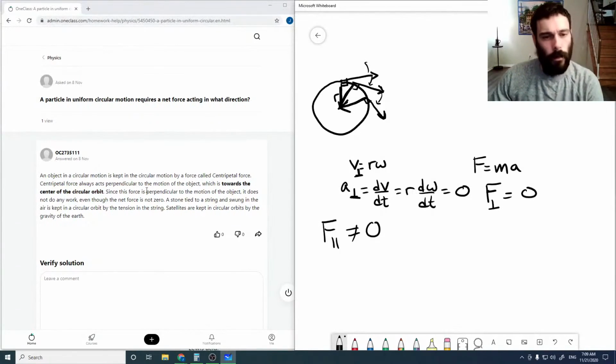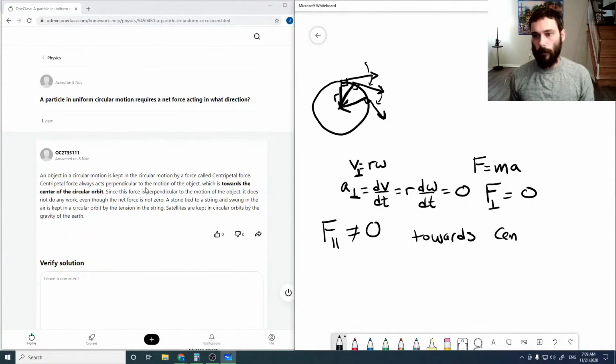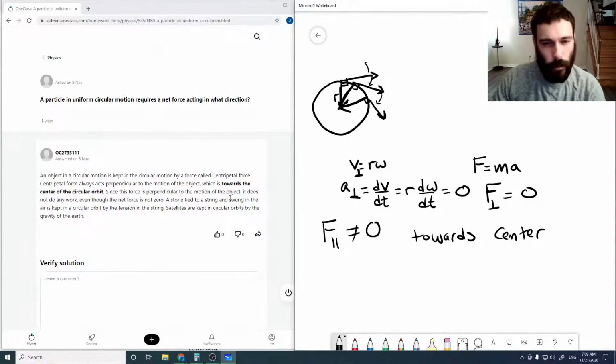Now let's look at the solution here. So an object in a circular motion, and I'll just put towards center, just to drive it home. An object in a circular motion is kept by a force called centripetal force. Centripetal force always acts perpendicular to the motion of the object. Yeah, so perpendicular to the motion is perpendicular to R. So it always acts parallel to R, which is towards the center of the circular orbit.